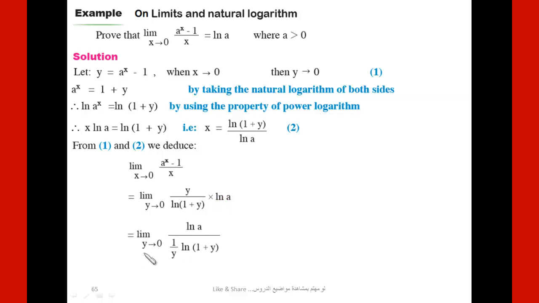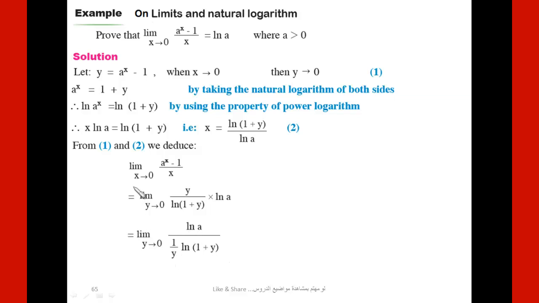And we simplify it. y in the numerator equals 1 over y in the denominator. It is the same, so we can rewrite this form in this shape. It will be ln a over 1 over y ln 1 plus y.